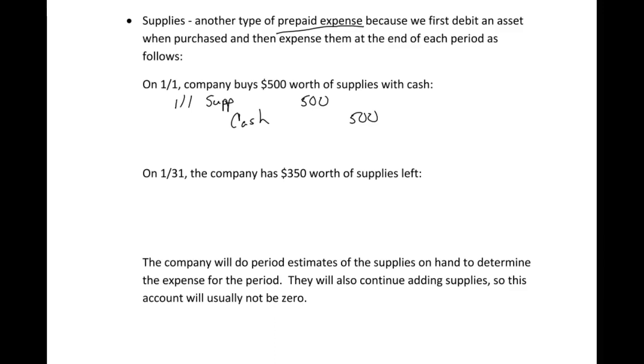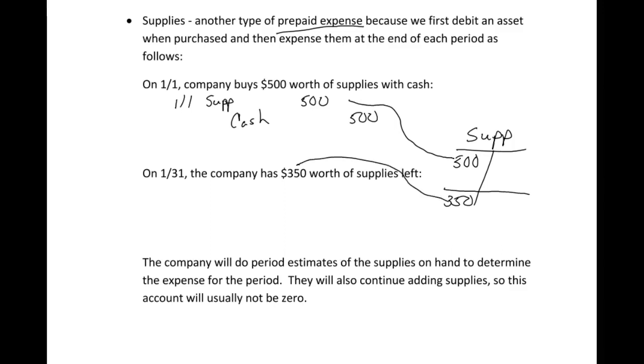Okay, at the end of the period, it says we have 350 worth of supplies left. So what that is telling us, if we sketch out a T account for supplies, is that we started with 500, and that comes from right there. And then this right here tells me at the end of the period, I have 350 left. So this 350 goes right there. What that means is we used up 150 worth of supply. So that's what we're going to expense. So my journal entry this period, I'm going to debit supplies expense for the 150 that we used up, and I'm going to credit supplies for the 150. This credit to supplies is that credit right there.